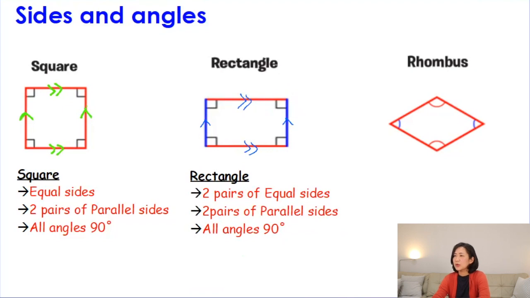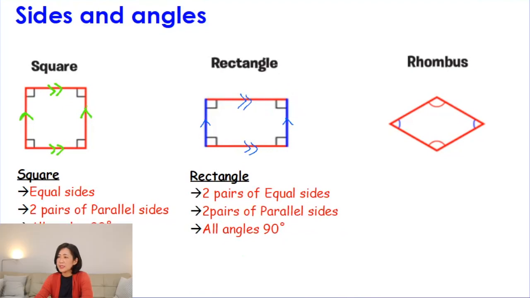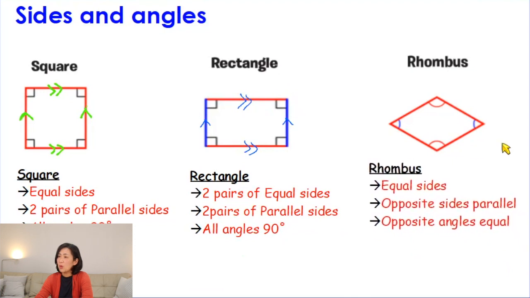Then let's move on to the rhombus. Rhombus is important because it has all equal sides, but the angles are different. Opposite sides are parallel, so it has two pairs of opposite sides, and the opposite angles are equal, and four equal sides. That is the main characteristic of a rhombus.